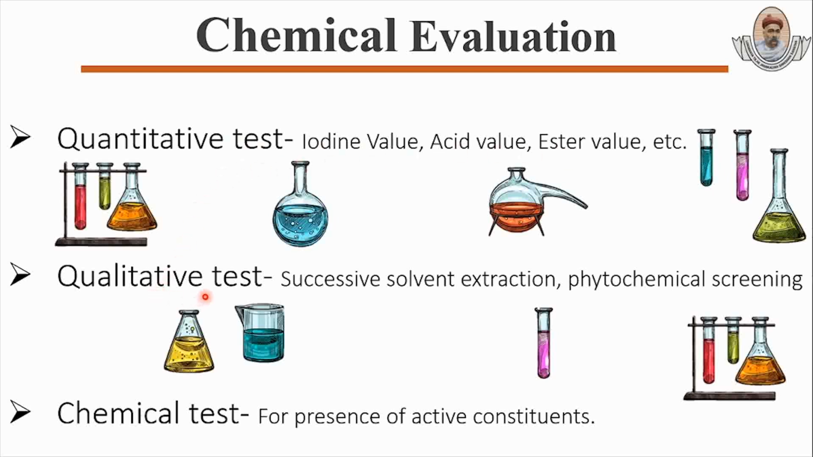Similarly, in case of qualitative test, we are going to perform successive solvent extraction, in which we start the extraction firstly by using a highly nonpolar solvent, and gradually we are decreasing the non-polarity, or we can say increasing polarity. The extracts we get by successive solvent extraction are subjected to various chemical tests, which is termed as phytochemical screening, in which we are going to determine the presence of particular chemical constituent in given sample drug.